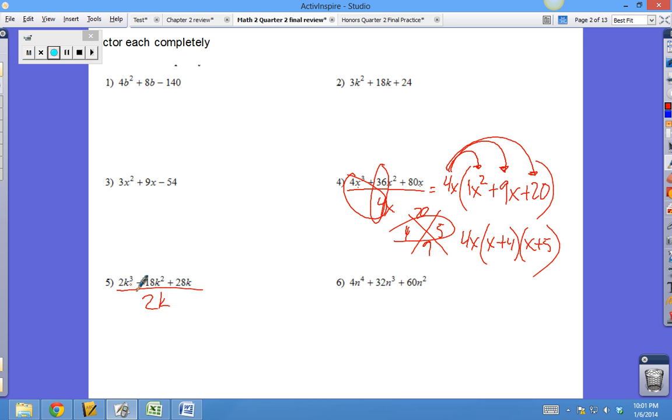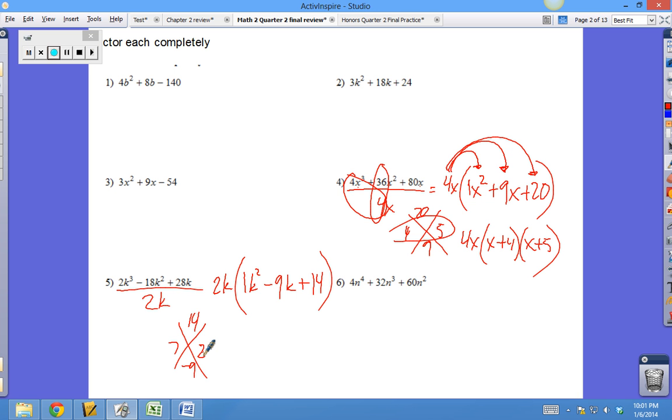So if I divide 2k cubed by 2k, that's going to give me 2k times 1k squared. If I divide a negative 18 by 2, that's going to be a negative 9. k squared divided by k is k. 28k divided by 2k is going to be, what is that, 14? Okay, now I'm looking for what is going to multiply to give me 14, but add to give me a negative 9. And you should stumble across a 7 and a 2.